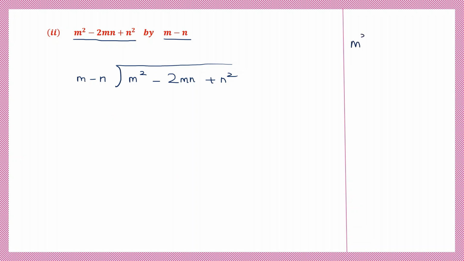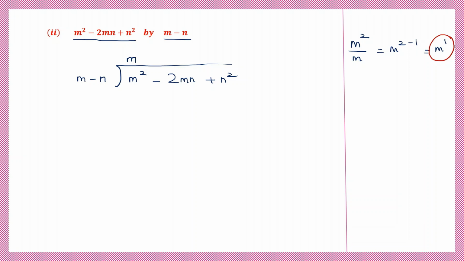M square divided by m. So this is m to the power of 2 minus 1, which is m to the power of 1, which is simply m. So this answer that I got, I'm going to write it as my quotient. So it will come here. M to the power of 1 is simply m.